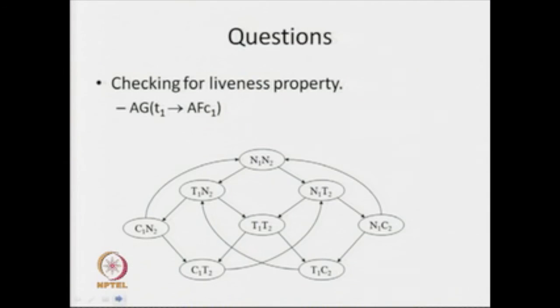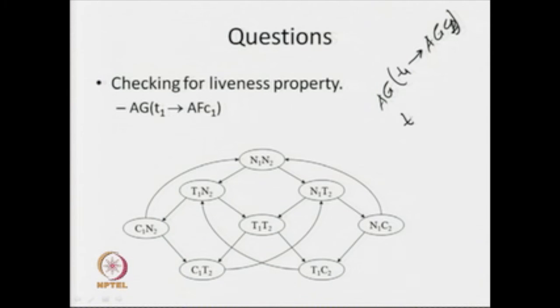Okay. Now, let us look at some questions about this particular mutual exclusion problem. Now, I am going to look at the liveness properties, and how we are going to check this particular liveness property. You just see that I have AG (T1 implies AG C1). So, this is the CTL formula for the liveness property that we have given.